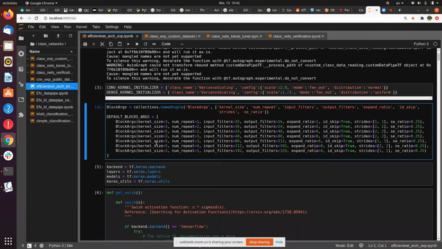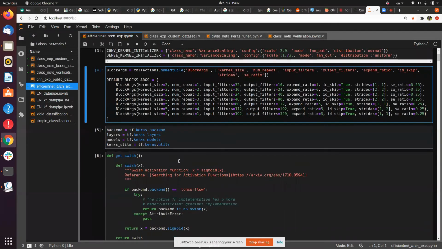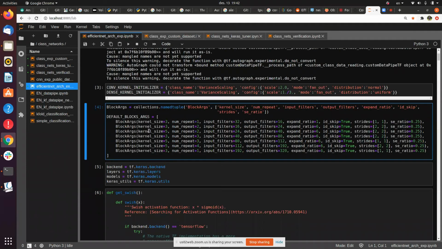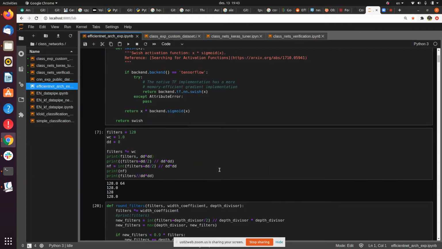Once you give depth as 1 and width as 1, the default blocks are going to be used. I'm going to explain that a bit later, but here I want to say these are the number of blocks, and each block is going to use this kernel size and number of repetitions. It is predefined. First block is 1, second block is 2, the number of input filters are this, and output filters are this.